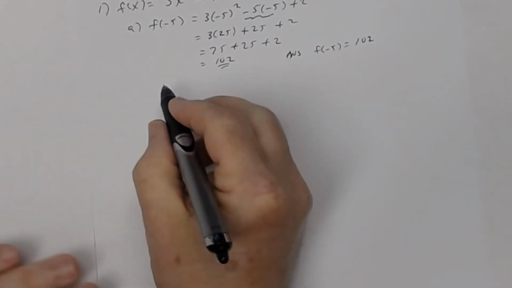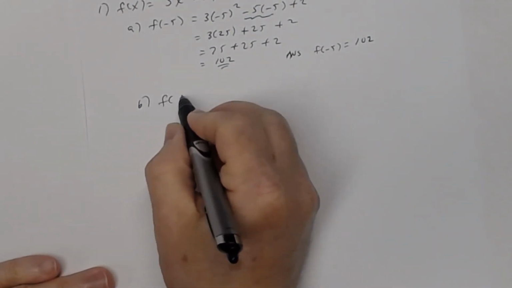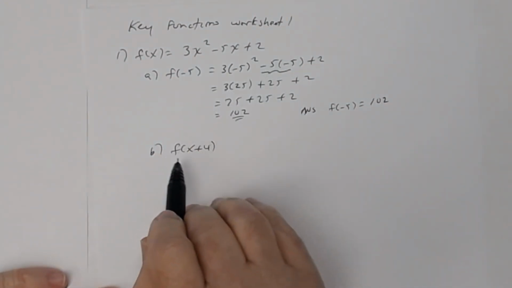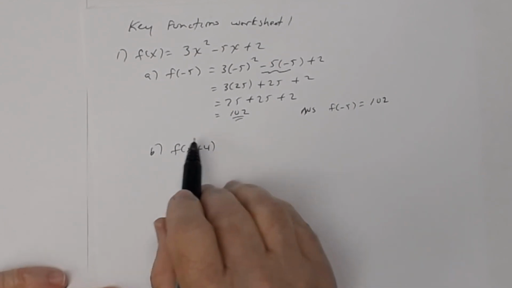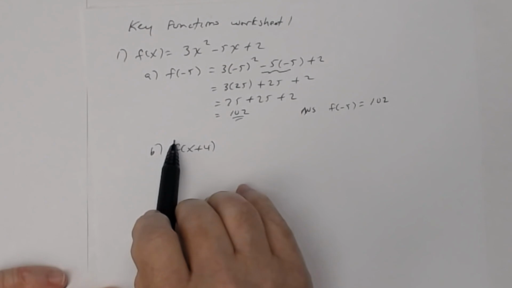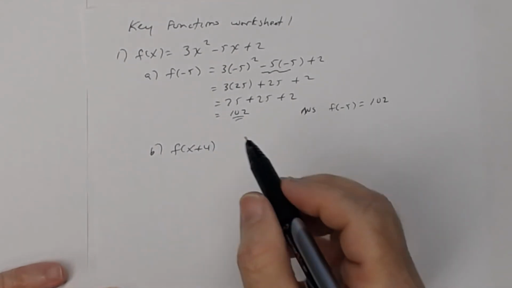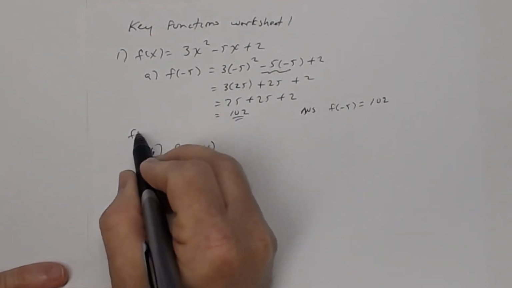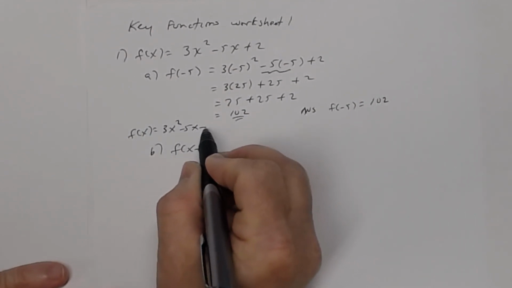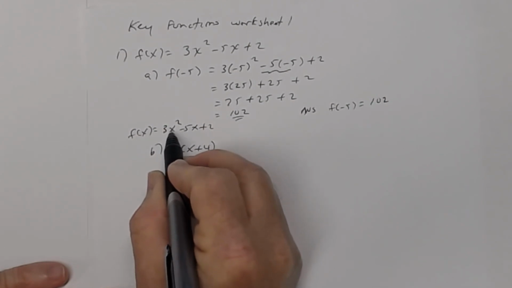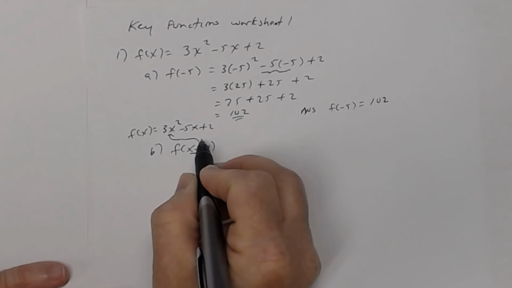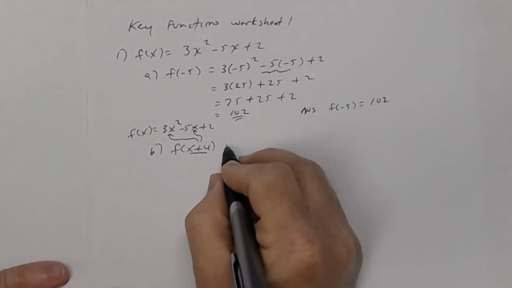Okay, now in part B, you want to find f of x plus 4. So you want to transform this expression into a function in which, instead of evaluating f of x, you want to evaluate f of x plus 4. Let me just rewrite the function over. So this was my function. In this case, where we see the variable x, you're going to substitute x plus 4 this time.